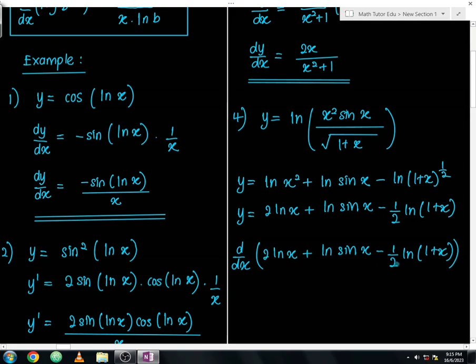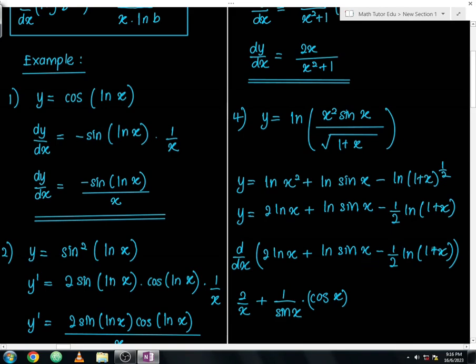Okay, so let us perform the differentiation one by one. From here, differentiation for 2 ln x, you'll be getting 2 over x. Differentiation for ln sin x will be plus 1 over sin x, and then remember that you need to differentiate the sin x as well, which in this case will be cos x. Make sure you don't make any mistake over here guys, be careful.